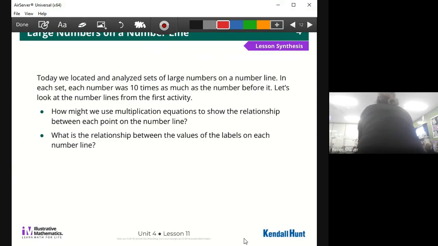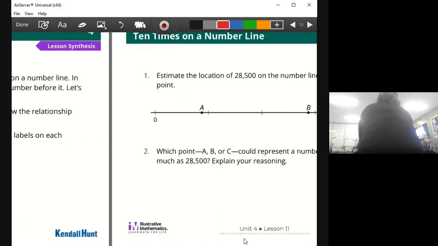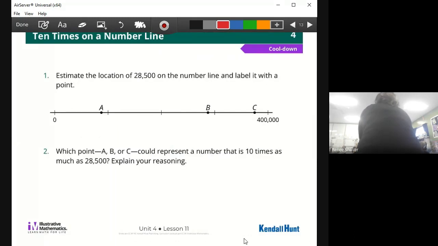Okay, let's look at the number line. Really, we're talking about, guys, did you already figure out the relationship? How are they all related? Just say it. I feel like we've said it. You need me to say it? No. Let's look at your cool down.